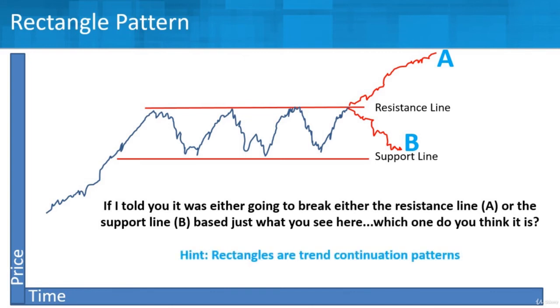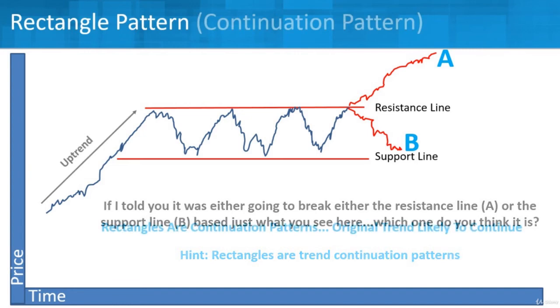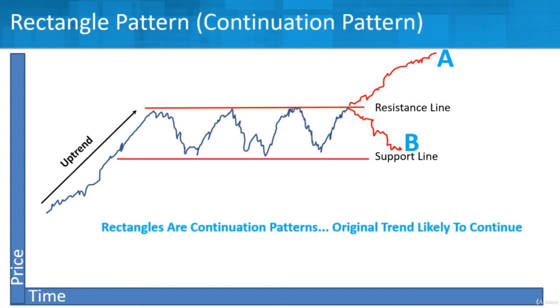Now, a little hint here: rectangles are trend continuation patterns. What was the trend coming into the rectangle? So if you thought, okay, I'm in an upward trend, so I'm going to say A, well, you would be correct, because the uptrend was already established before. The uptrend then went into this rectangular up and down pattern. And if it was going to break through, we'll be watching for it to more likely break through at letter A, break through that resistance line, and continue our uptrend.